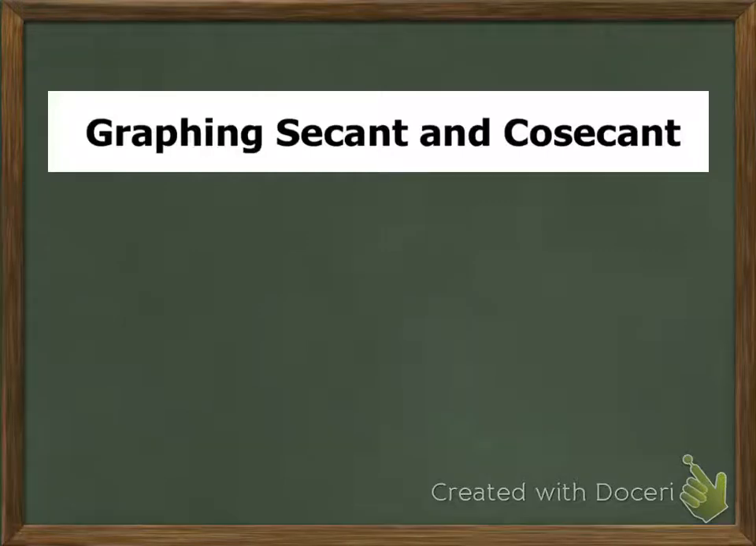We are going to look at graphing secant and cosecant. First, I want to remind you that secant is the reciprocal of cosine, and cosecant is the reciprocal of sine. What we're going to be doing is using the patterns that we already know about for sine and cosine to graph secant and cosecant. So if you haven't already watched my graphing sine and cosine video, you probably want to do that first and then come back here.